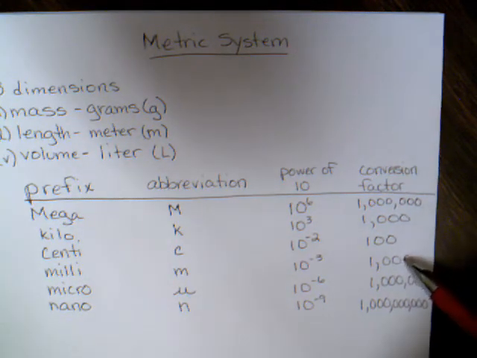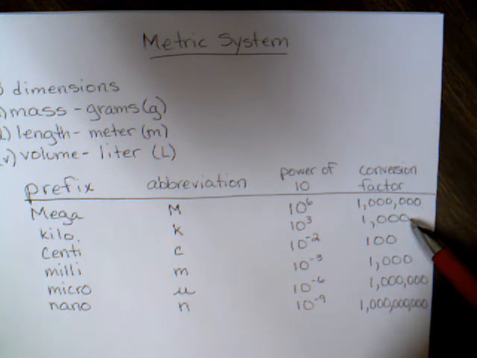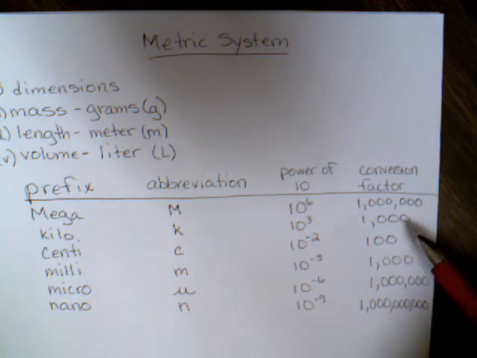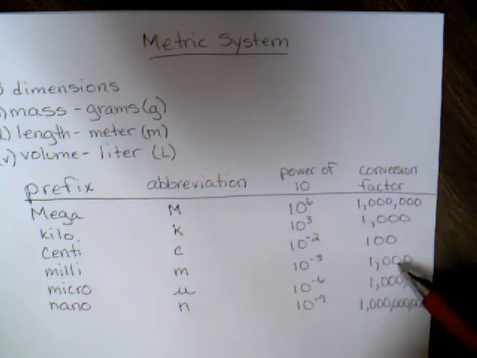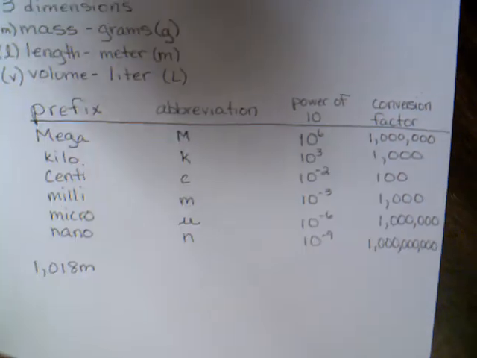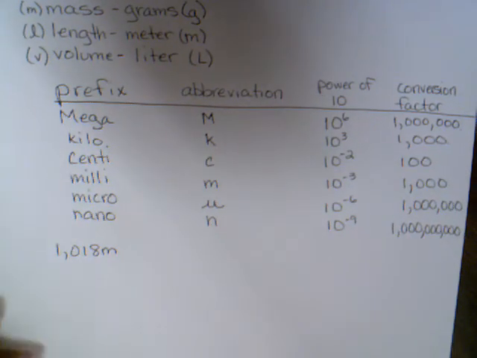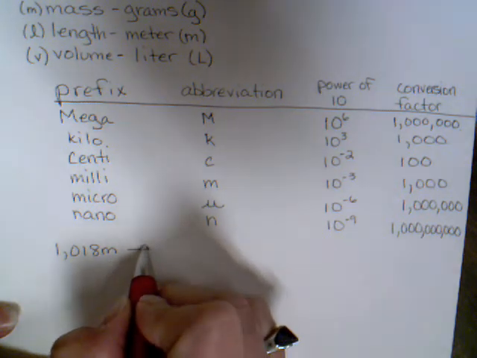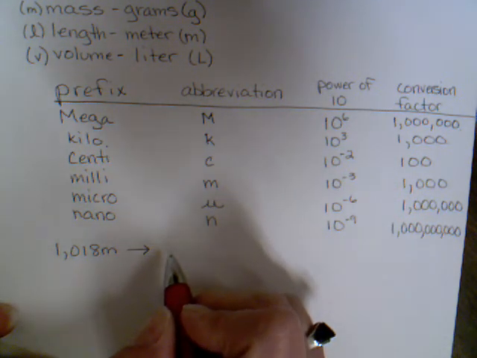Now the difference in these is that the kilo is big, the milli is small. So there are more grams in a kilogram where there are more milligrams in a gram. You're going to need to know how to convert units. I will just do a quick conversion here. Let's say that we have 1,018 meters, and we need to convert that to kilometers.